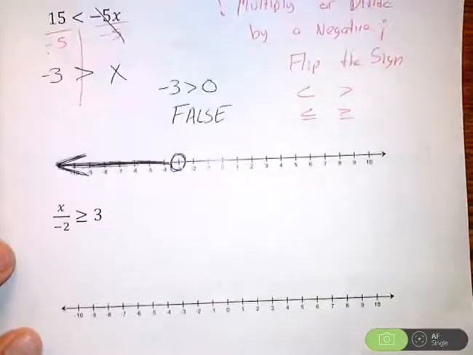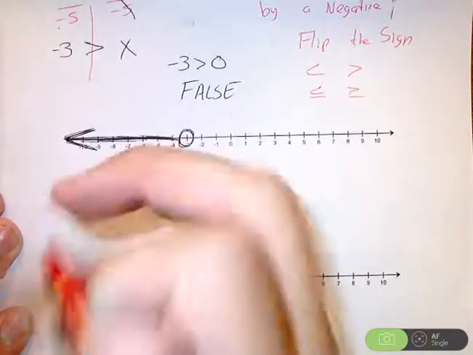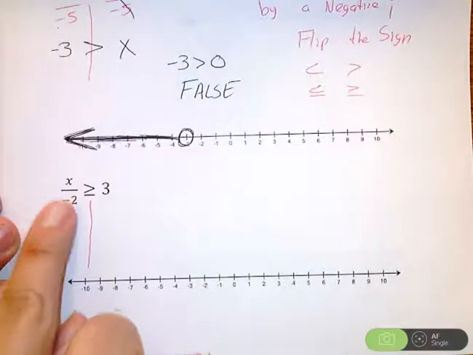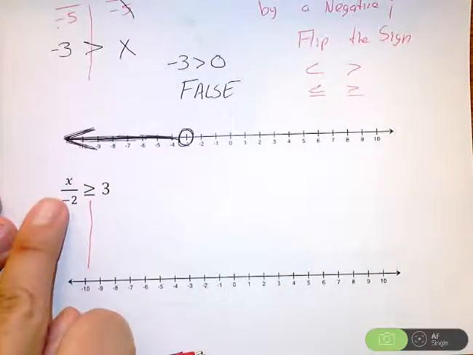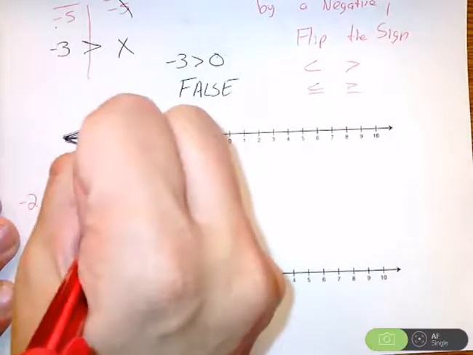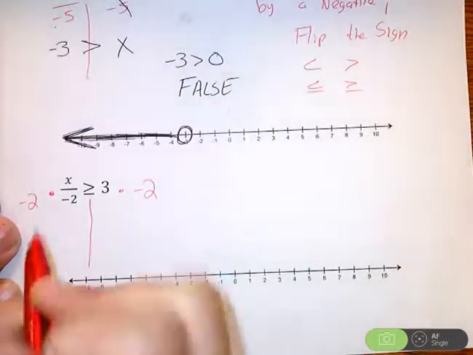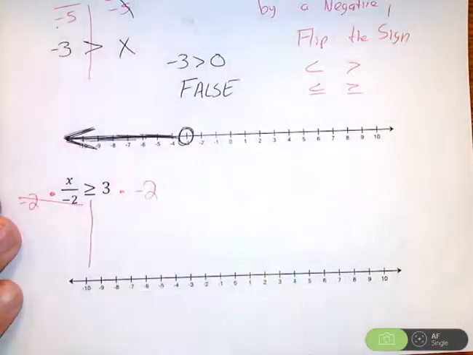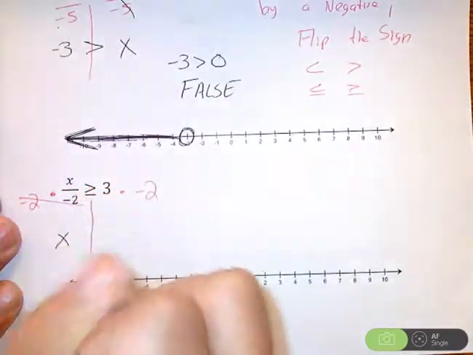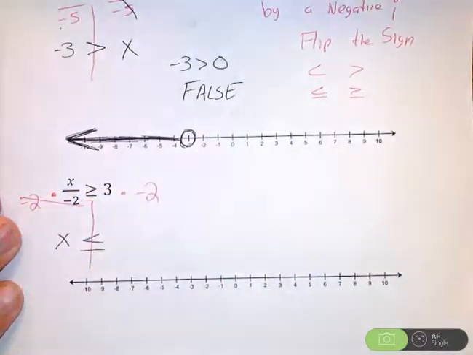Last problem of this video, x divided by negative 2 is greater than or equal to 3. Again, two sides of this. We are dividing by negative 2, and the focus is on the side with the x. We are dividing by negative 2, so I need to multiply the left by negative 2, and I'm going to multiply the right by negative 2. See, I wrote in a multiplication by negative 2 on both sides. Left side, the negative 2's are gone, so I get an x. Because I multiplied both sides by a negative, we're going to flip the inequality.